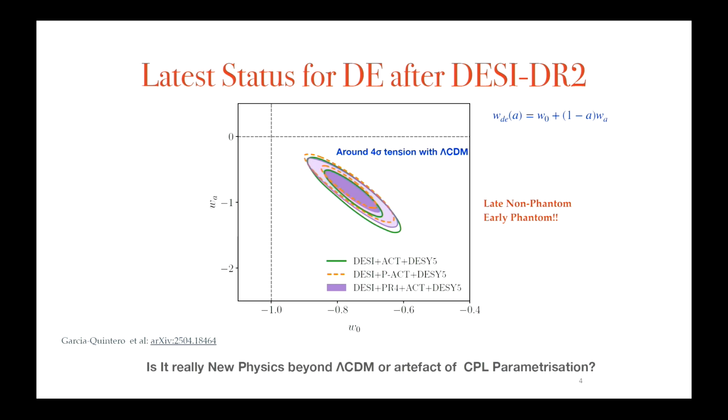But the question is whether it is really new physics beyond the lambda CDM, or just an artifact of the CPL parameterization. People are doing this. There are a lot of papers trying to see, with different parameterizations or different dark energy models, whether this deviation from the lambda CDM still exists or not. So we will try to do it, but in a different way.